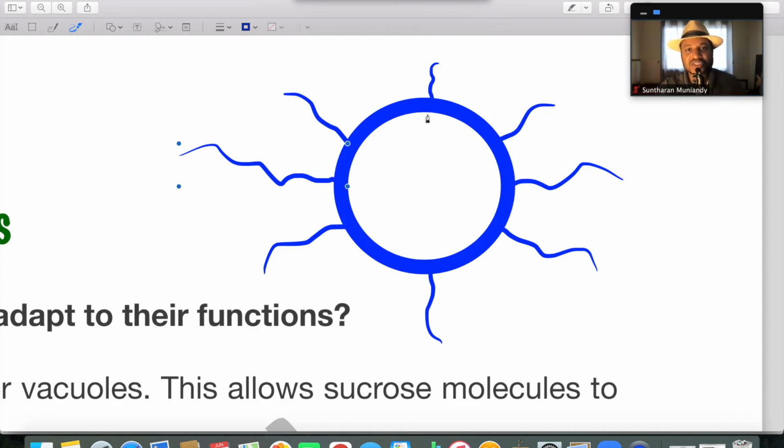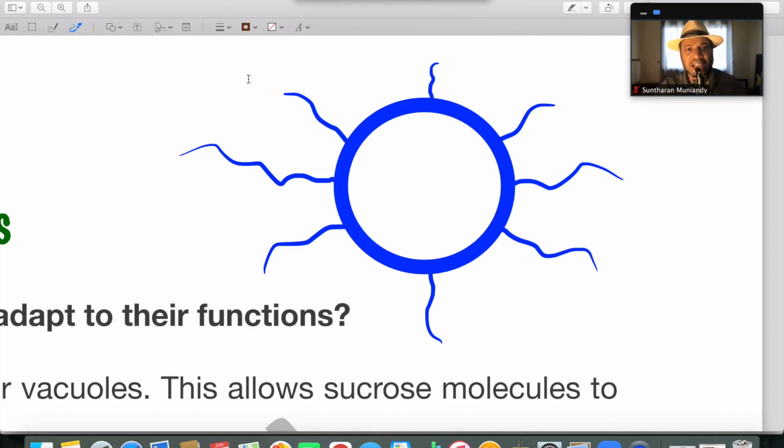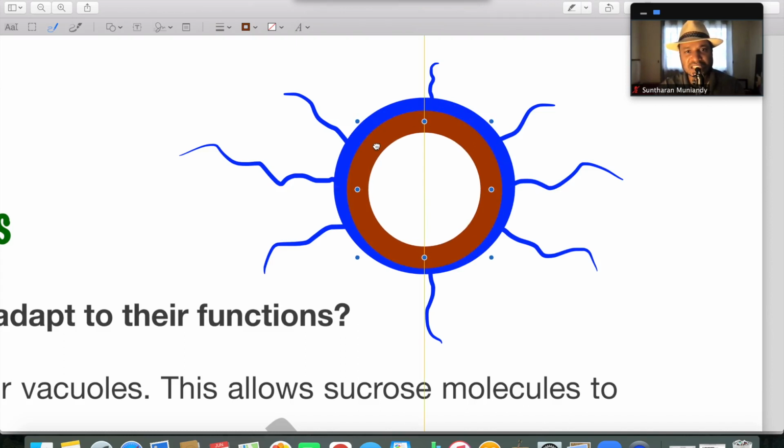This is the epidermis structure. After the epidermis, we have another layer of tissue, and this layer is known as the cortex tissue. The cortex tissue is also made up of parenchyma cells. This is the cortex tissue here. It is also made up of parenchyma cells, but they are loosely arranged.